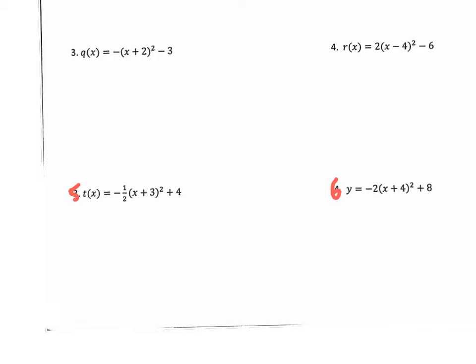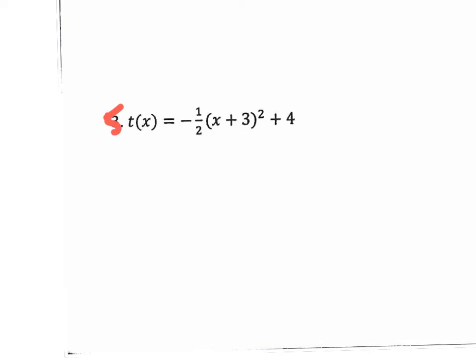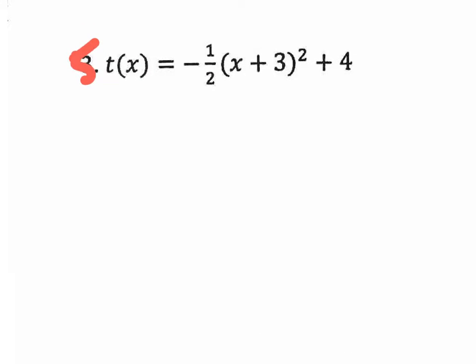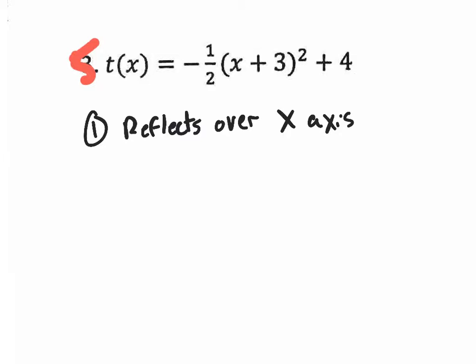Which one should we do? 5 or 6? Let's go for the hardest one. 5. So looking at number 5, how does the parent graph f of x change to this new graph t of x? So what are the transformations? Let's first begin using our notes. Does it reflect over the x-axis? So let's write that down. It reflects over x-axis. What does that really mean if you're trying to explain it to somebody? Instead of opening up, it opens down. Okay, but the correct vocab that we're using here is it reflects over the x-axis.